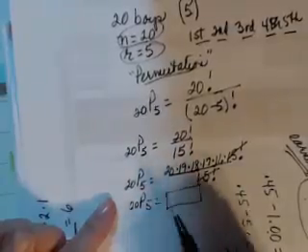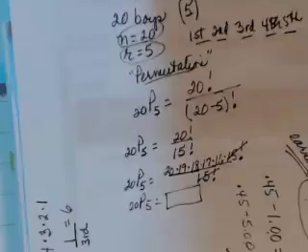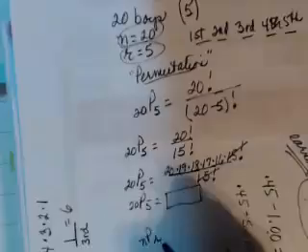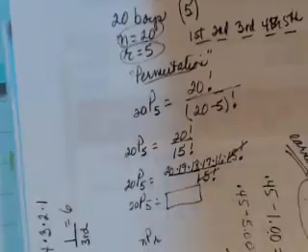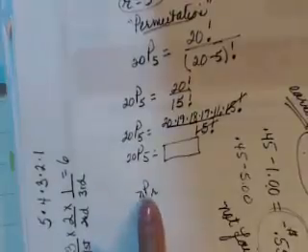Now most calculators have factorial or permutation keys on them. And so you can look at yours and it will be an nPr is what it will look like on your calculator.